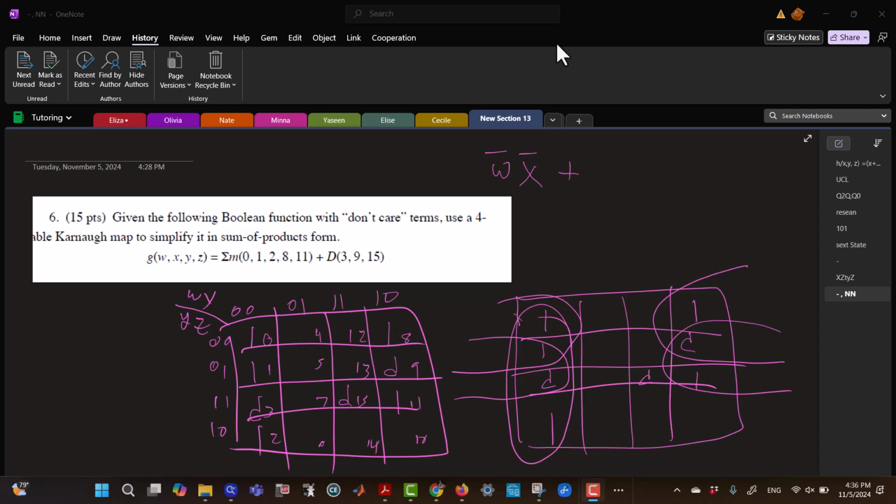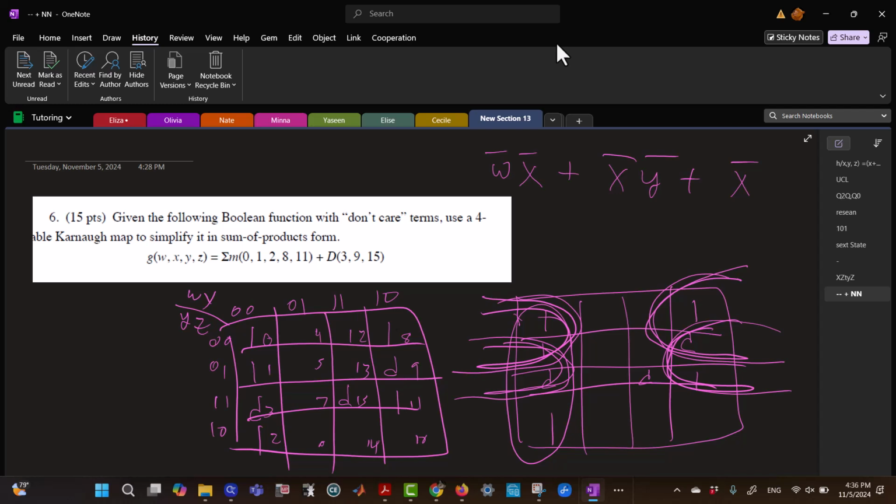So the vertical group is W bar, X bar, and this group that wraps around is X bar, Y bar, and this group that wraps around is X bar, Z.